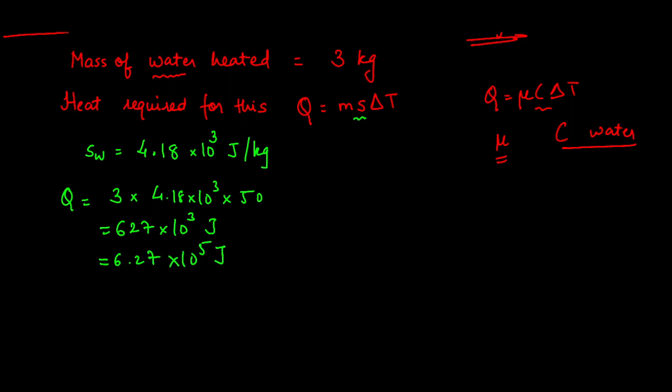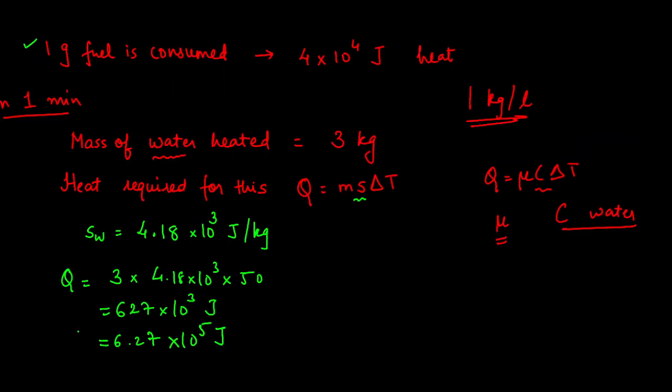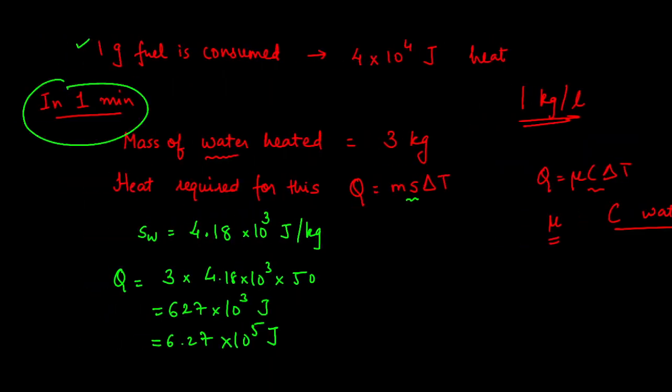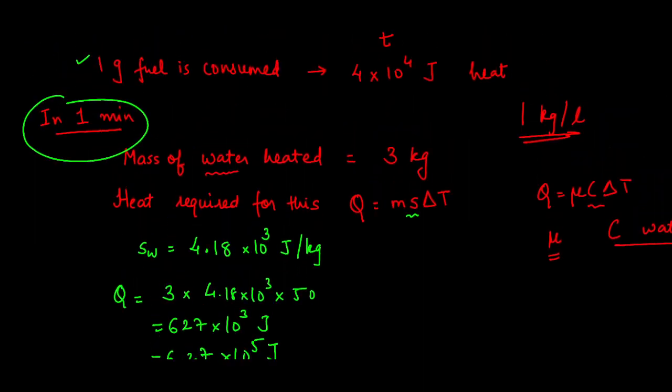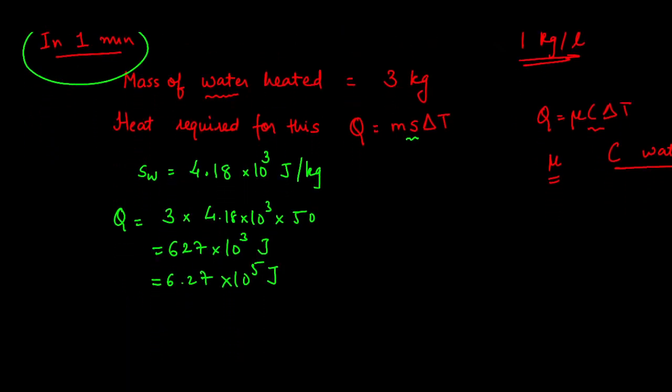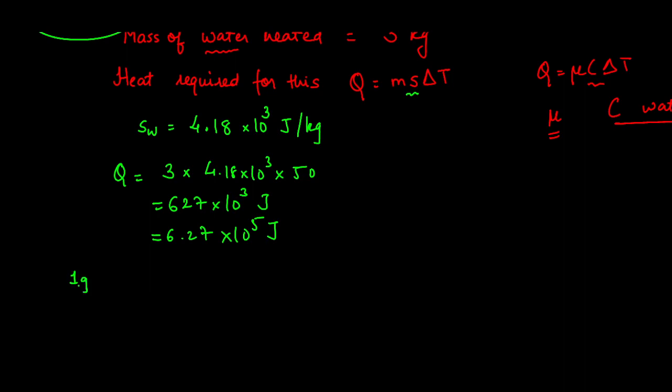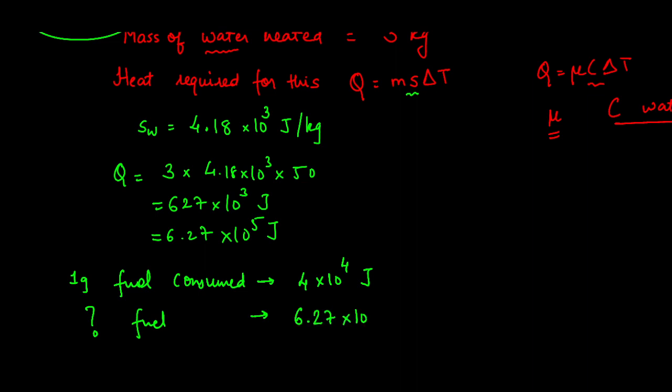Okay, so this is heat required in how much? In 1 minute. This is the heat required in 1 minute. Clear? Now from heat required in 1 minute we will get fuel consumed in 1 minute. How? By simple cross multiplication. 1 gram fuel consumed, that gives how much energy? 4 into 10 raised to 4 joule. So how much fuel will give 6.27 into 10 raised to 5 joule?